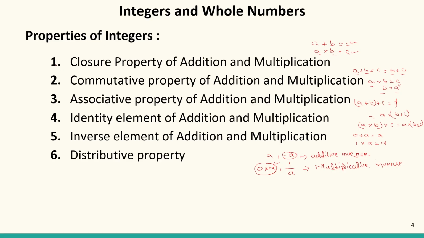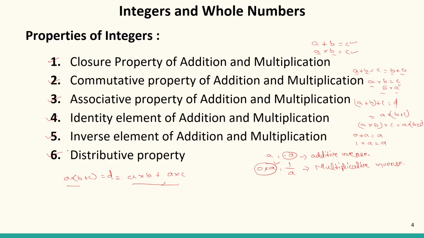So we recapped the closure property, commutative property, associative property, identity element of addition and multiplication, and inverse element of addition and multiplication. The distributive property told us that if a into (b plus c) is equal to d, then a into b plus a into c is equal to it as well. These two are equal. We took some examples to verify these properties, so we have recapped the distributive property.